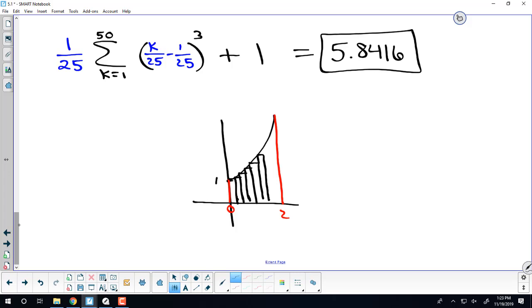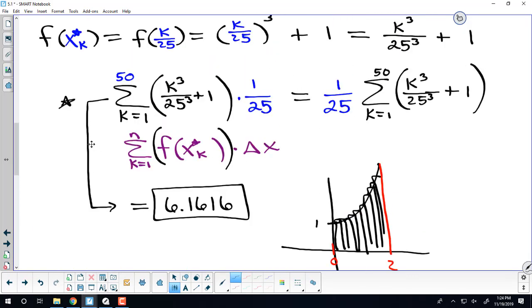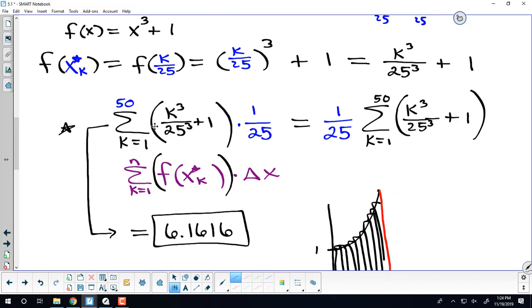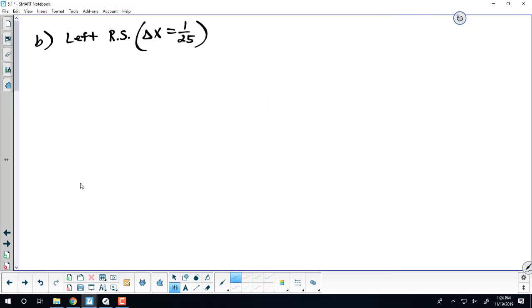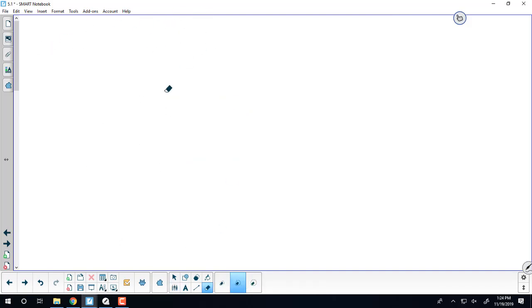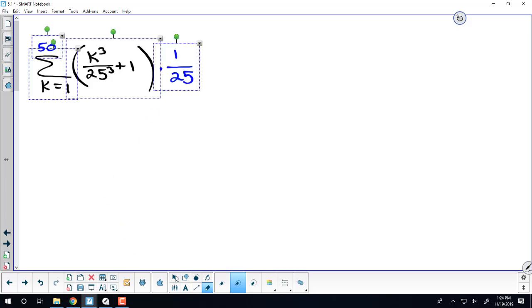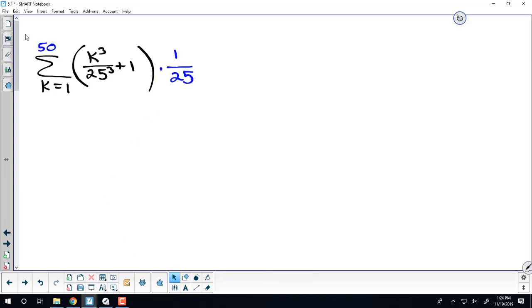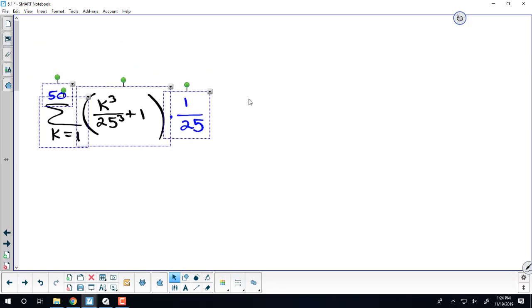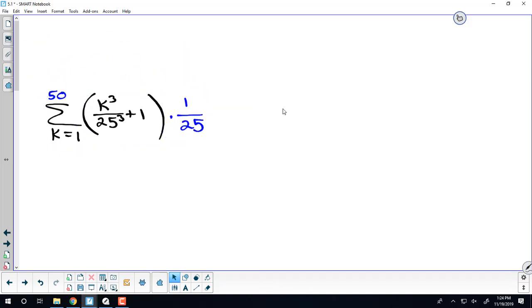Okay. I do want to go back to part A, just to show you that you can compute this stuff by hand. Oh, I already had space for that. I'll go ahead and clear that out. Just so we can see that this was our right Riemann sum.